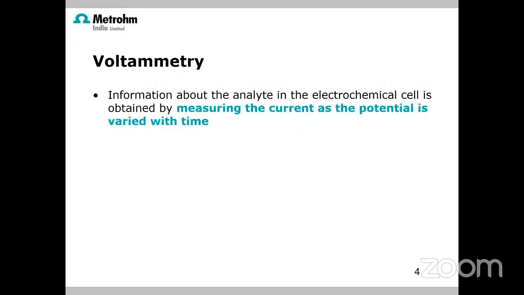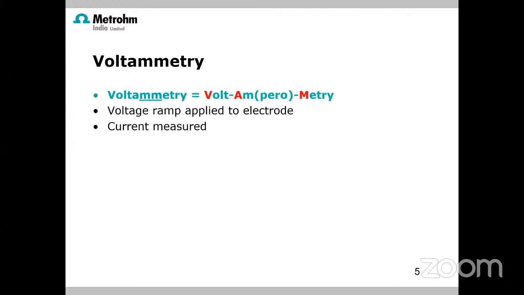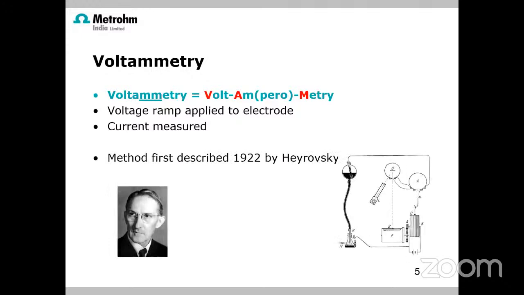Here also we are talking about ions, and we have to prepare the sample in such a way that our metals are in the free form. Information about the analyte in the electrochemical cell is obtained by measuring the current while applying a potential which is varied with time. Voltammetry means volt-amperometry: a voltage ramp is applied to a set of electrodes, and based on the reduction or oxidation, we measure the current. You apply voltage and you measure the current. That is voltammetry.